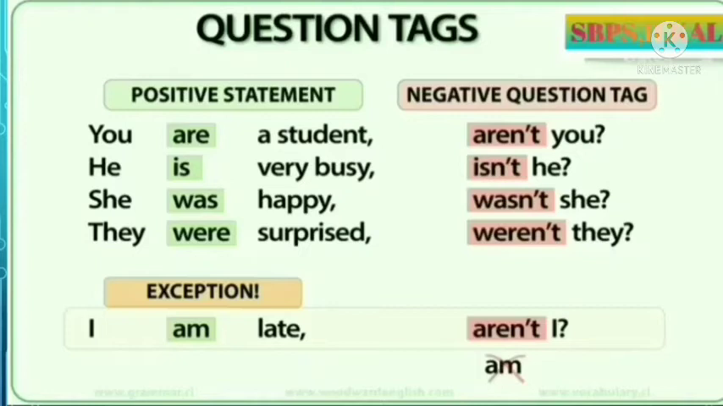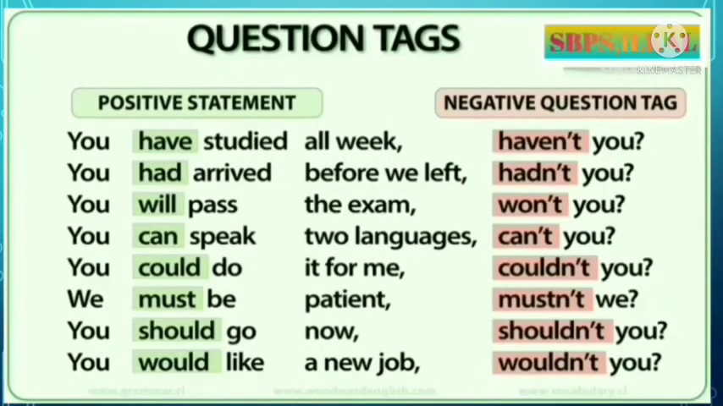And children, in question tag, there is an exception for am. Okay, if the sentence has am, we don't write amn't I? Okay, so instead, there is a question tag, aren't I? I am late, aren't I? This is the right question tag. Okay, so children, if the sentence has the be form verb am, the question tag should be aren't I. Okay, don't write amn't I. Instead, you have to write aren't I.